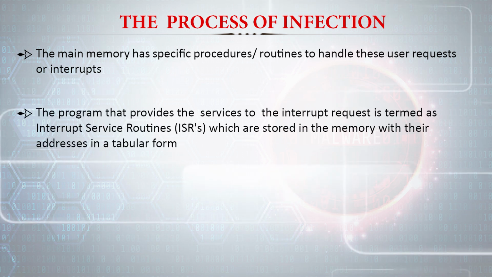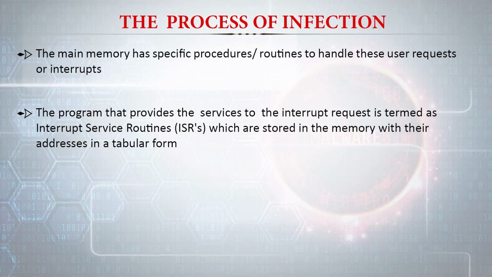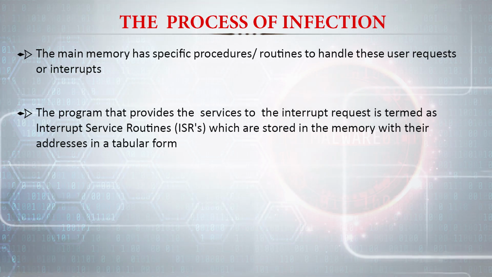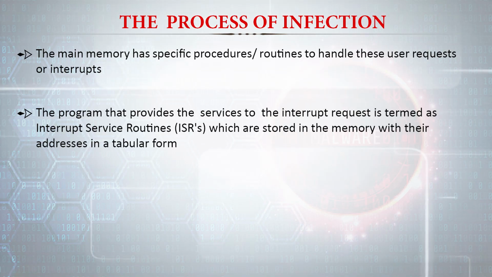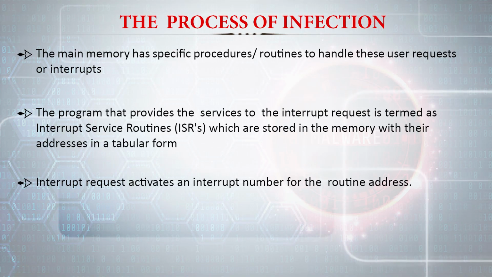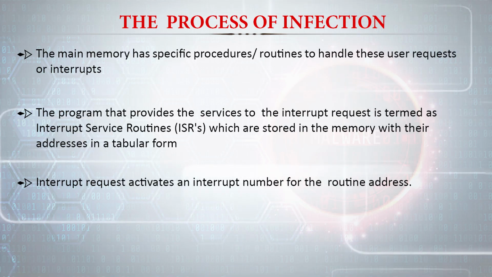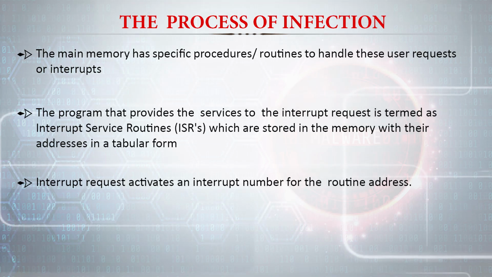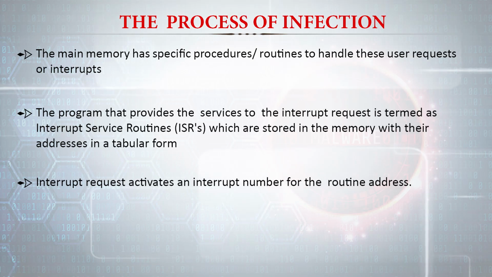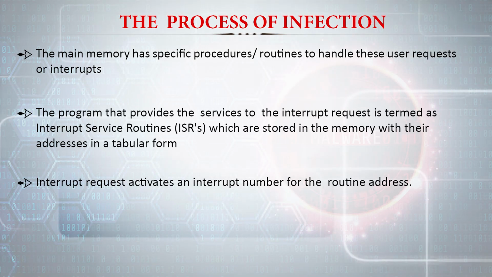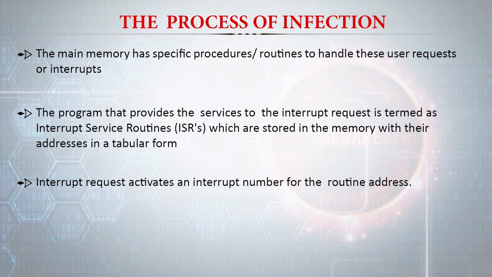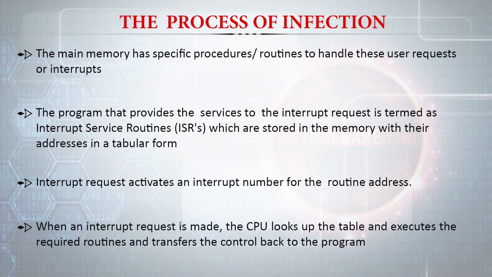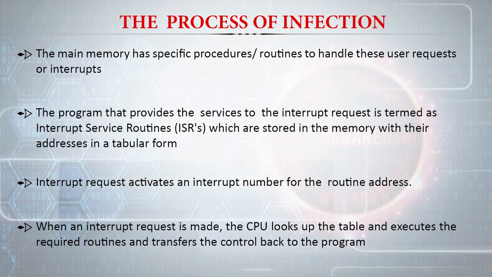The program that provides the services to the interrupt request is termed an interrupt service routine, and these are stored in the memory with their addresses in tabular form. An interrupt request activates an interrupt number for the routine. A number is generated with each kind of interrupt, and that number points to the routine address, where the routine program or procedure is stored. When an interrupt request is made, the CPU looks up the table, executes the required routine, and transfers the control back to the program.